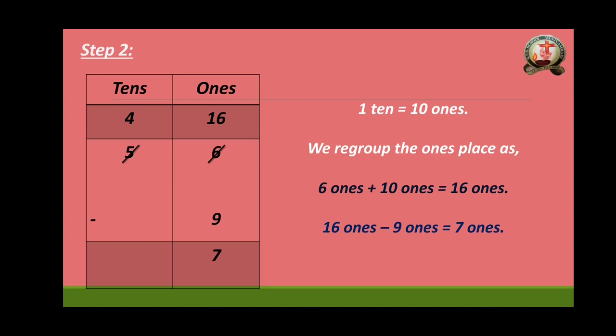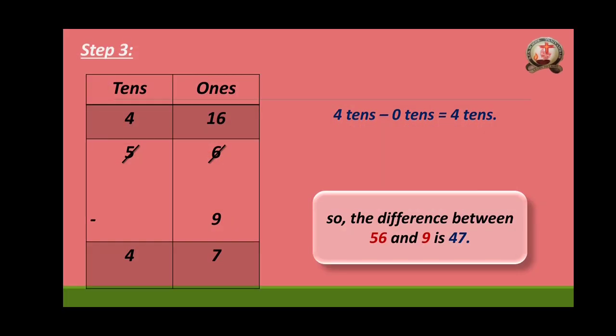Now see in the ones column, which is the greater number? Yes, 16 is the greater number. So now we can subtract it. So 16 minus 9 is equal to 7. Okay. So in the ones column we got the answer, right? The next step is, after that what do we have to do? Yes, we have to move to the tens column.